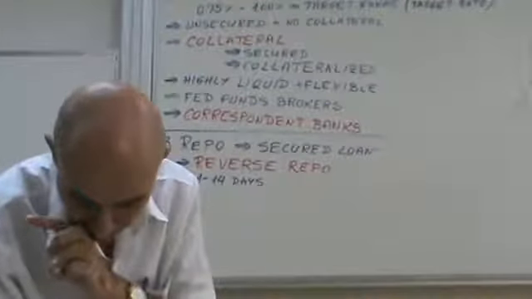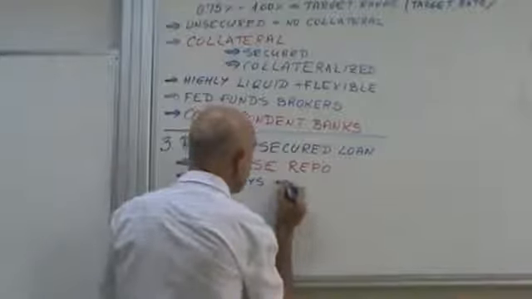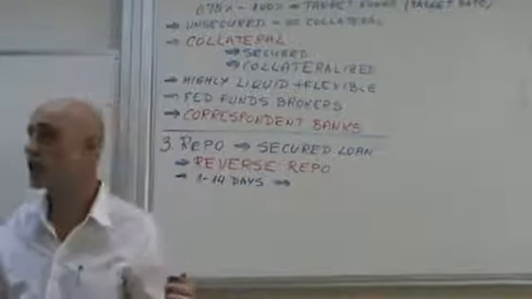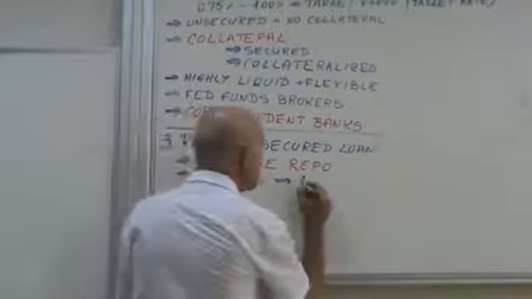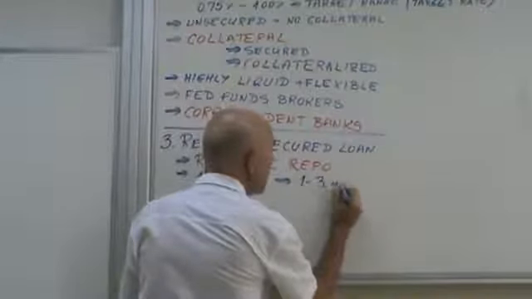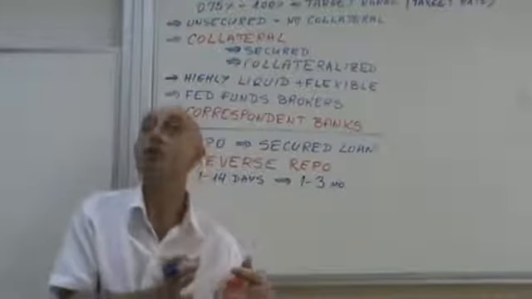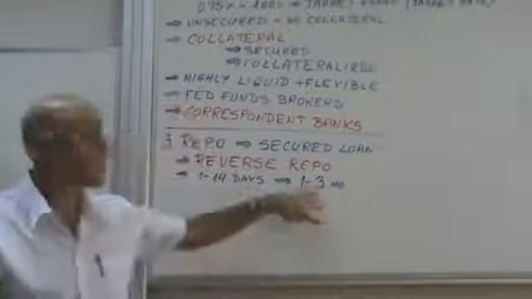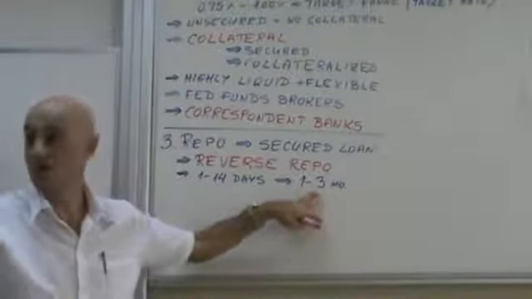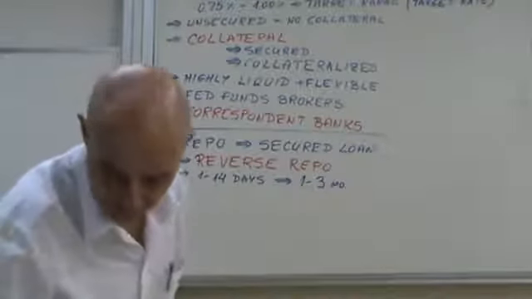Let's see what else. Now, over the last few years, maybe a decade or two, it has grown to be even 1 to 3 months. So in the repo market the trend is to extend the maturity. Okay, you want 3 months? Sure. Okay, give me your securities as collateral and you can have it.